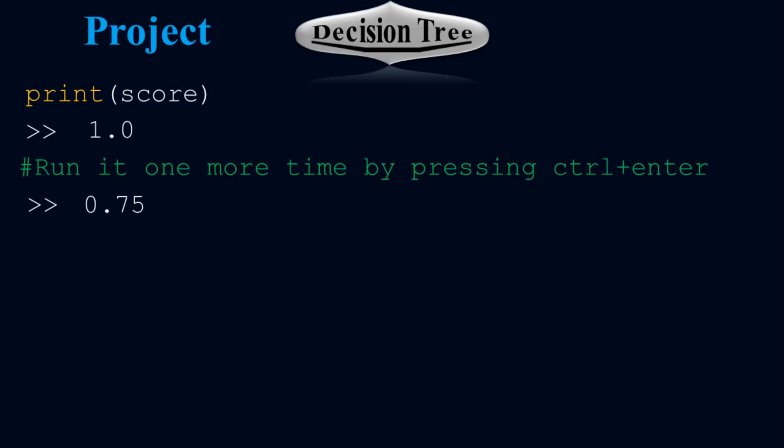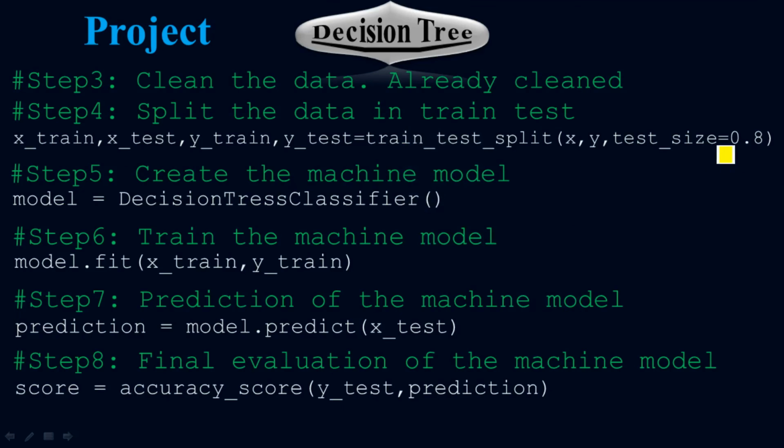Because remember, we have 80% training data and 20% testing data. But let me change the size of the test data. Last time we had 20%, this time I have 0.8, which means 80%. Now in this model, I have 80% test data and only 20% training data. So make sure for the training you keep more data, and for the test size you keep less data. Last time we had 20% test data and 80% training data. Now I'm taking 80% test data and only 20% for the training data.